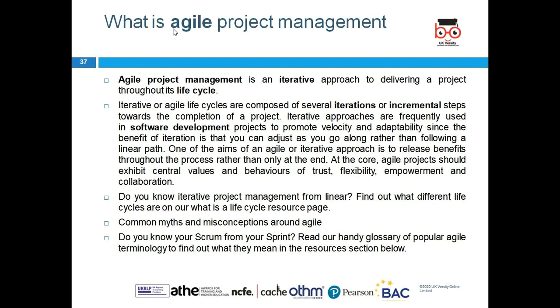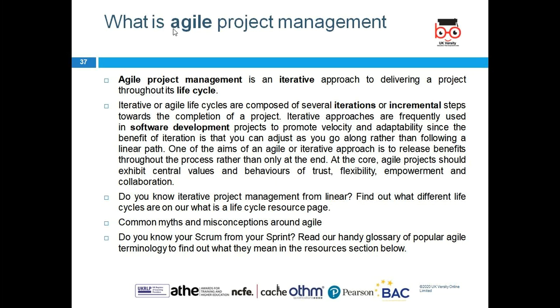Next we have Agile. Agile project management is an iterative approach to delivering a project throughout its project life cycle. Agile life cycles are composed of several iterations, which are the incremental steps to completing the project. These are used in software development projects and promote velocity and adaptability. Regarding the vision, we need to make sure of the central values and behaviors: trust, flexibility, empowerment and collaboration across various activities.